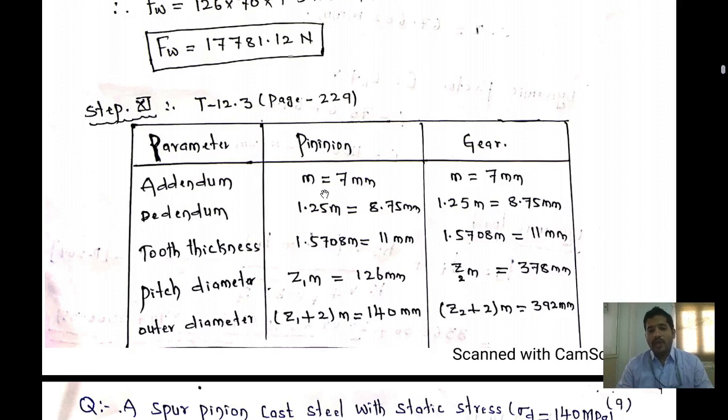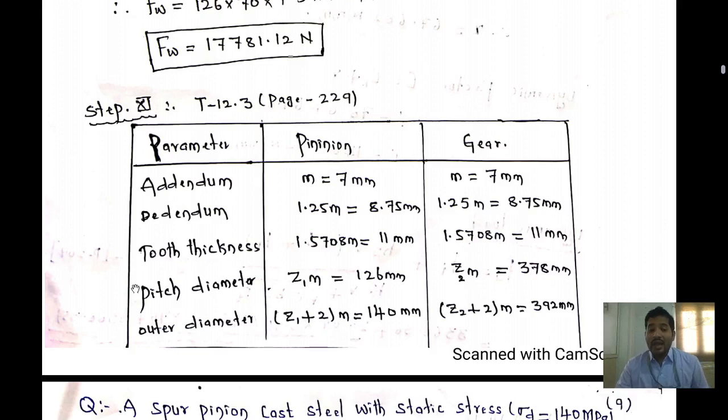The addendum is nothing but the module, which is 7 mm for the pinion as well as for the gear. To find the dedendum, we have 1.25 module, with the module being 7. You can refer to this table on page number 229, table number 12.3, Design Data Handbook by Mahadevan. So the dedendum value is 1.25 module, which is 1.25 into 7. If you multiply, you will get 8.75 mm. Again the same here, 1.25 module gives 8.75 mm for the gear.